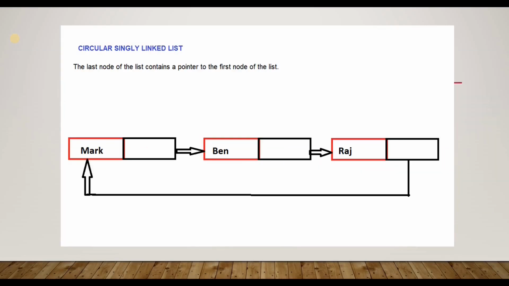And the next one is the circular singly linked list. In this type of linked list, we have two parts for each node, and one part stores the data, the other one stores the address of the next node. Here in this example, you can see that the first node points towards the node which contains the data of Ben, and that node points towards the node which contains the data of Raj. And you can see that the address part of the third node stores the address of the first node.